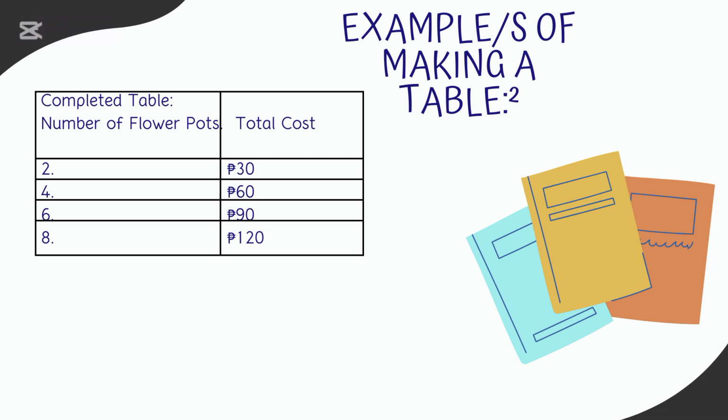As you can see in the table, each flower pot adds 15 pesos per pot. So for the calculation of the total cost, we have 300 pesos. Notice that for each increase of 2 flower pots, the total cost increases by 30, since 15 per pot times 2 equals 30. These patterns hold true consistently across the table, showing a clear linear progression.